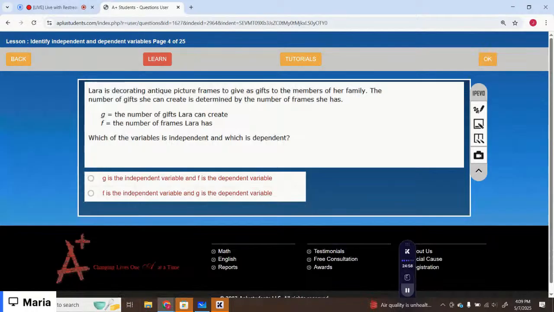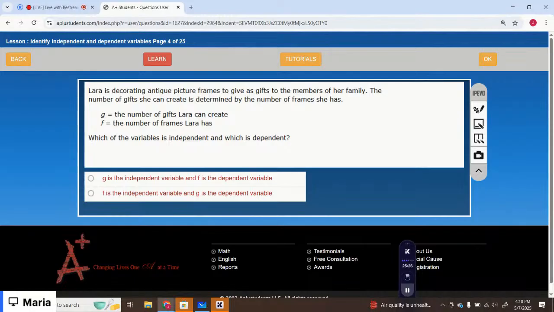Lara is decorating antique picture frames to give as gifts to members of her family. The number of gifts she can create is determined by the number of frames she has. G equals the number of gifts and F equals the number of frames. So the number of gifts is determined by the number of frames, right?